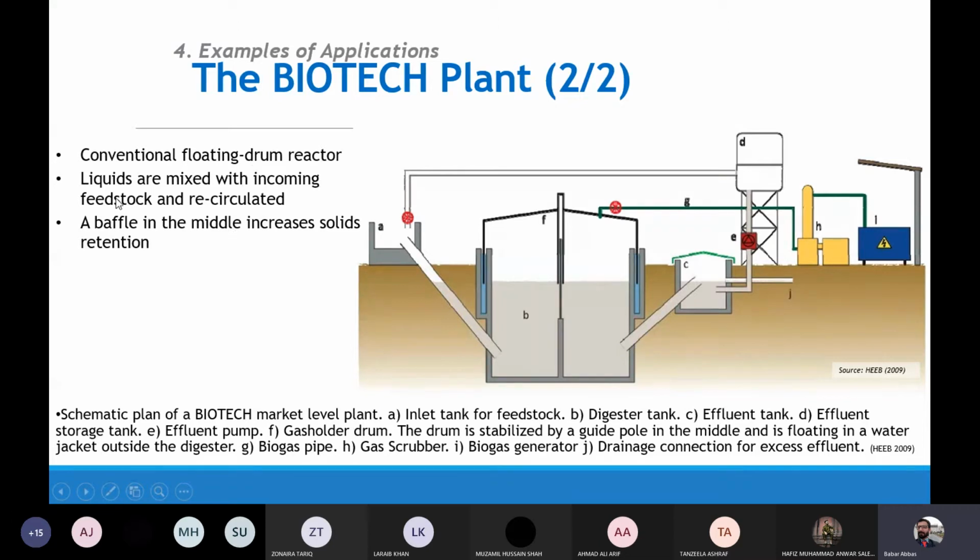In the conventional floating drum reactor, liquids are mixed with incoming feedstock and recirculated. A baffle in the middle increases the solid retention. This is the baffle, which is retaining these solids for a very long time period, for the efficient biodegradation of the solid waste.